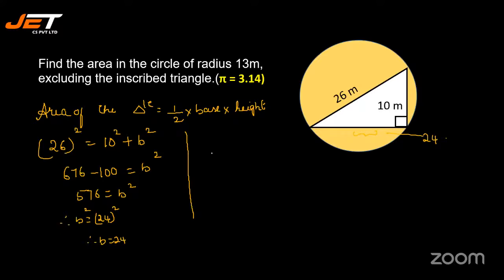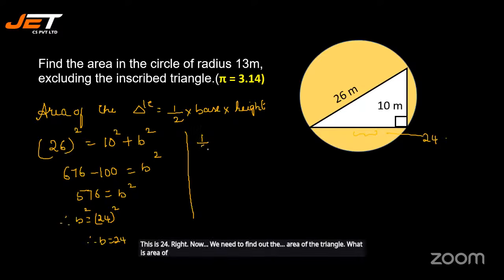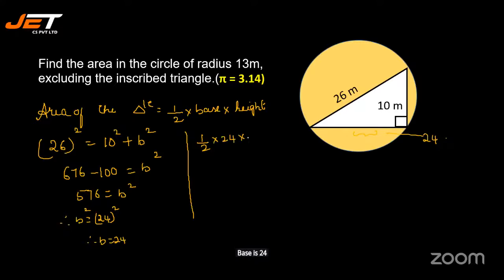Now we need to find out the area of the triangle. What is the area of the triangle? Half into base, which is 24, into height, which is 10. So half of 24 is 12, so 12 into 10, which is 120 meter square. Clear? So this is the area of the triangle.